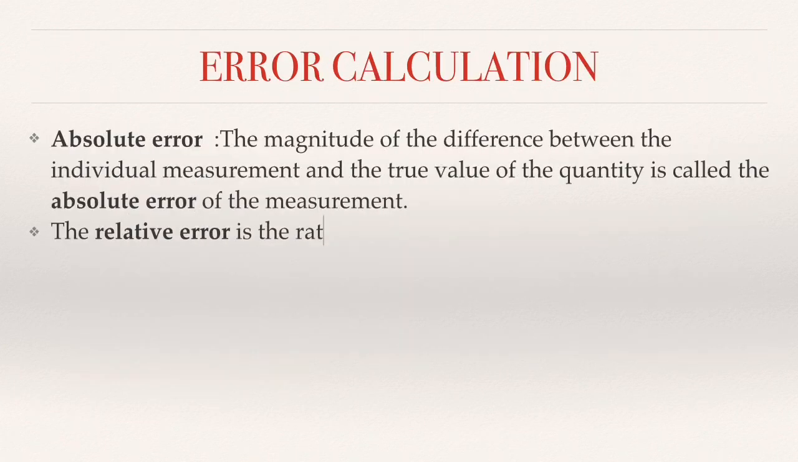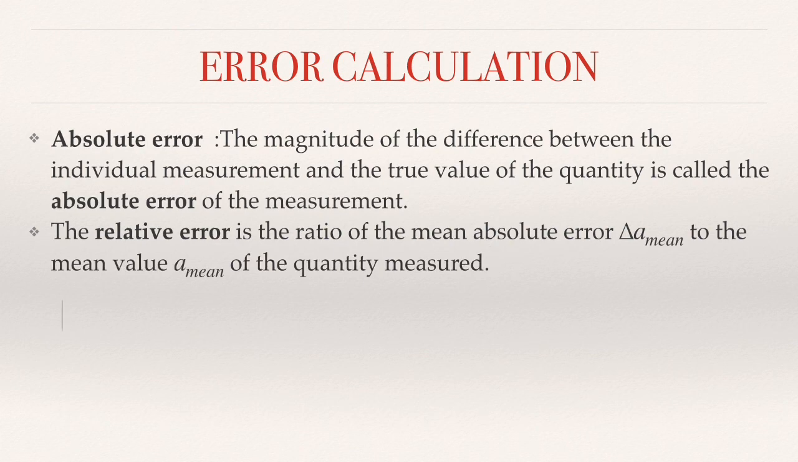When we talk about error calculation, we can classify it into two terms. One is absolute error, another one is relative error. Absolute error is the magnitude difference between the individual measurement and the true value of the quantity, whereas relative error generally denotes the error delta mean, which is the absolute error divided by the mean value.